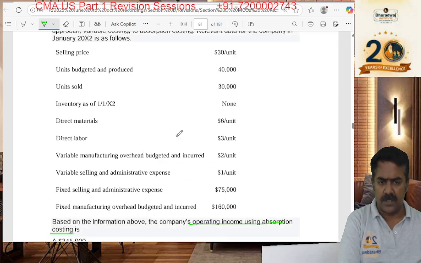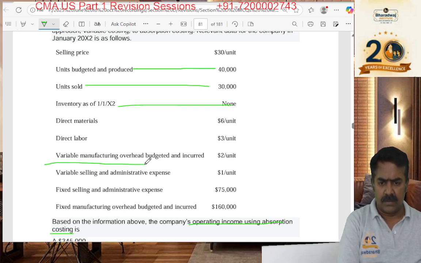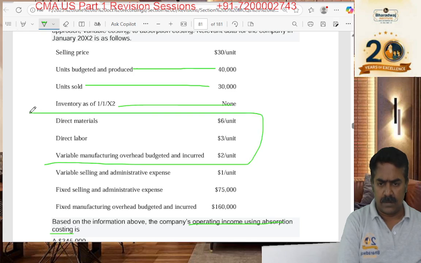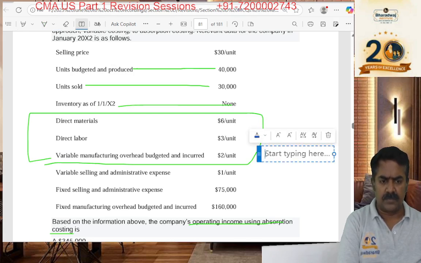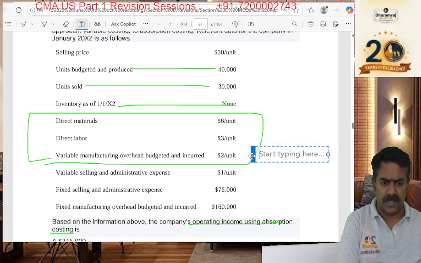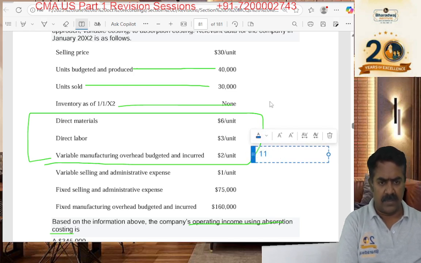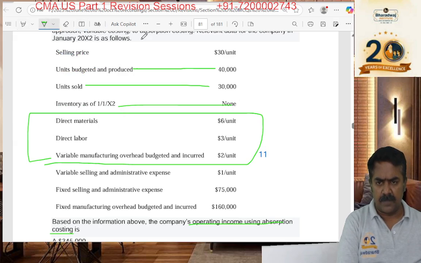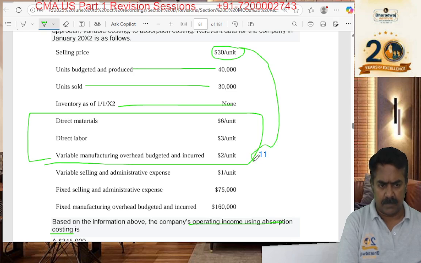Using absorption costing. At the beginning of the year, inventory is nil. 40,000 units manufactured. Units sold is how much? 30,000. What is the cost? 6 plus 3 plus 2? 11. Absorption costing, 6 plus 3 plus 2, 11. What is the selling price? 30. 30 minus 11, 19.